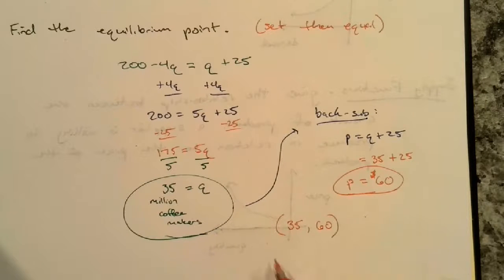But it's important to know what these mean. 35 is the Q, the millions of coffee makers, and 60 is that they sell for $60. So when these coffee makers are selling for $60, 35 million of them is our quantity. So that was just an introduction to the supply and demand functions and how to find the equilibrium point. Later in the course, we'll be using this with calculus to find some other things about the supply and demand curves.